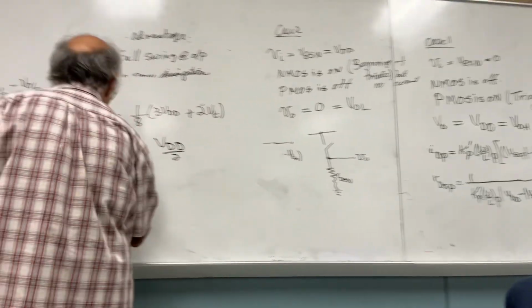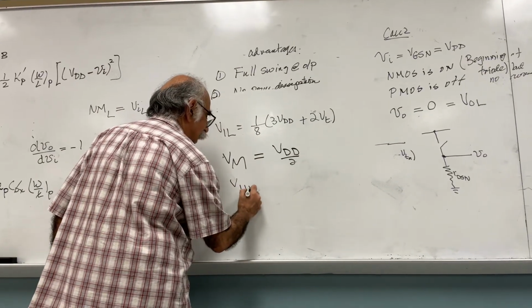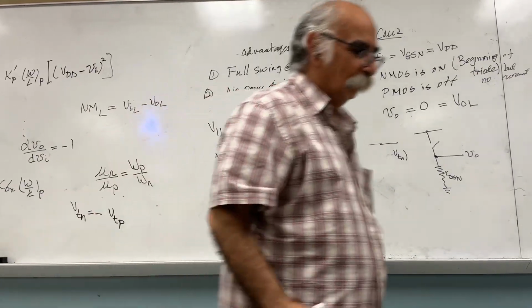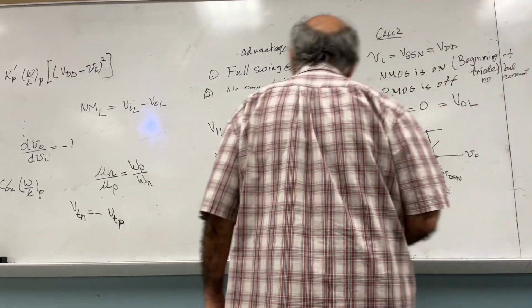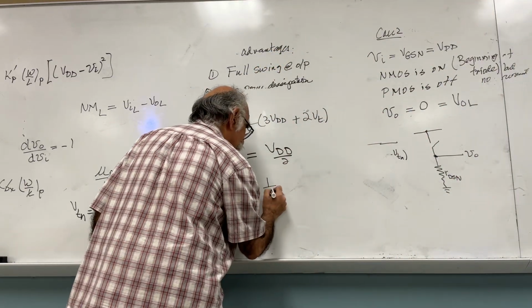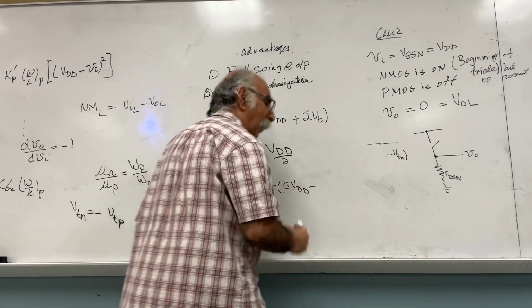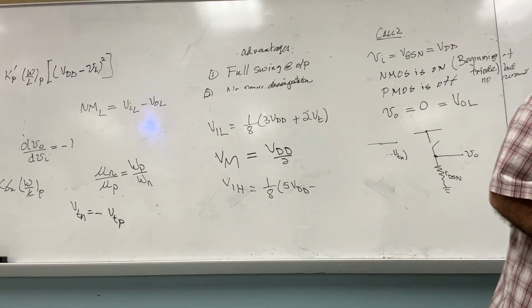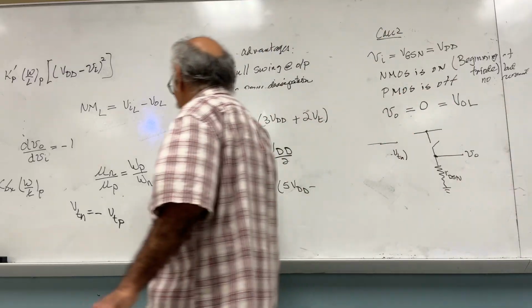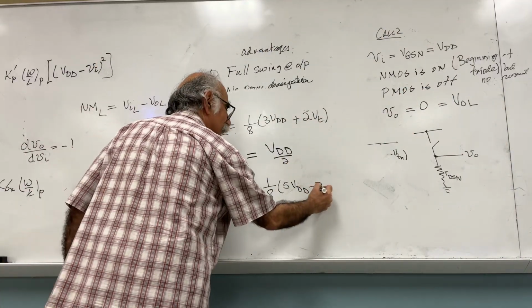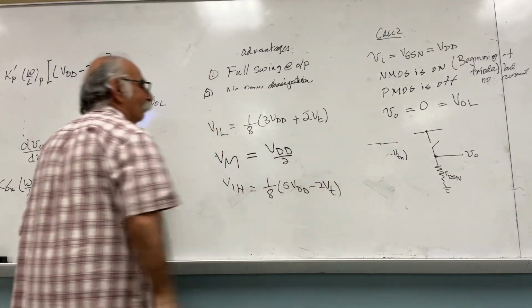VIH equals 1/8 (5 VDD minus 2 VT). Clear?